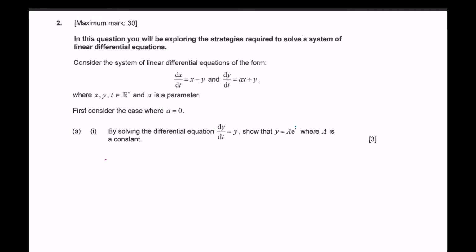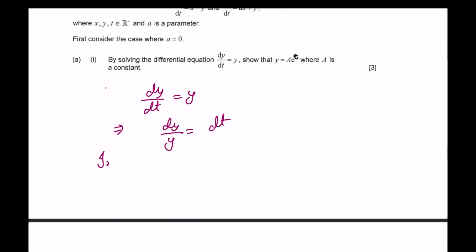Let's start with the first one. So first one, a is equal to 0. So we have to solve the differential equation dy by dt equals y and show that y equals a times e to the power of t. So let's try to solve this. What happens is dy by dt equals y. Just a basic way of solving the differential equation. Now we have to integrate both sides.